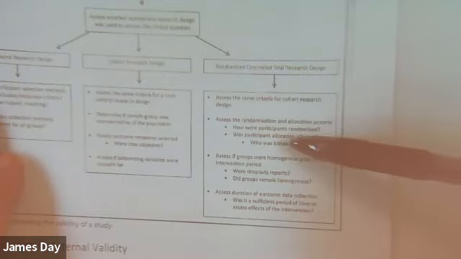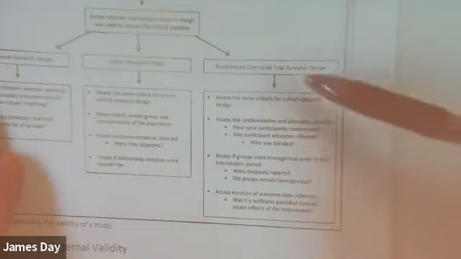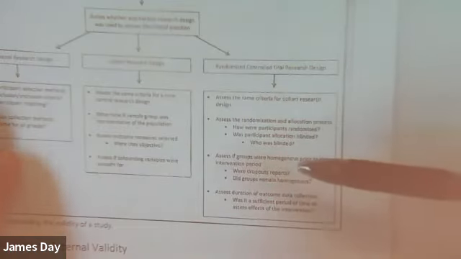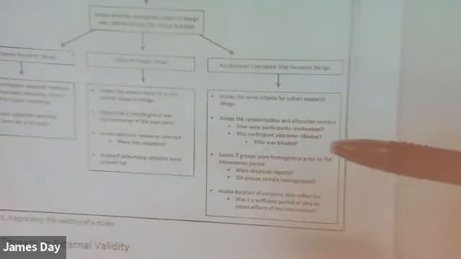Does the researcher know what group they're in? And does the evaluator know what group they're in? So the question is, did the subject know what was going on? And could that possibly have affected their motivation or their desire or anything like that? Right, same thing with the researcher.